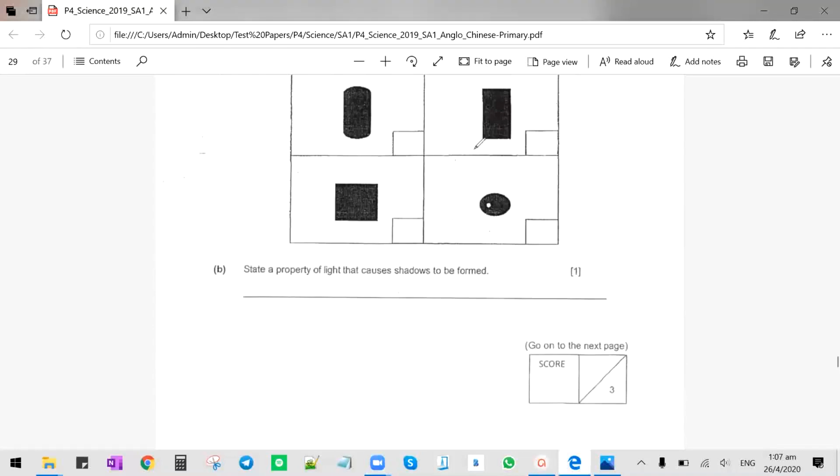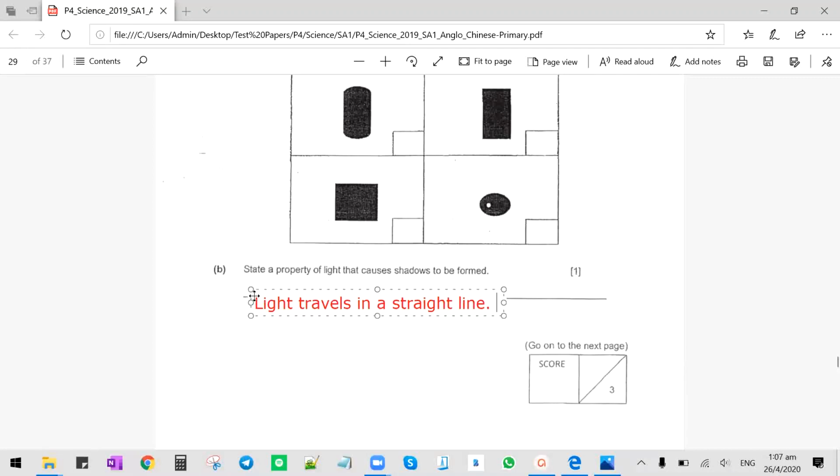State a property of light that causes shadows to be formed. What property of light causes shadows to be formed? Light travels in a straight line. Okay, because when light travels in a straight line, it cannot bend, right? Okay, that's why it will definitely be blocked, and when it's blocked, a shadow is formed.